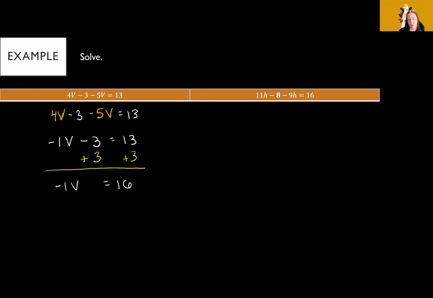Now that I have one thing equals one thing, that's where I move to multiplication or division. So we don't have a fraction, which means we're going to divide. And we always want a positive v. So if you had a negative v or a -1v, you want to make it positive. So we have to divide both sides by -1 because we want our positive variable, not a negative variable. So I'm going to divide both sides by -1. And that gives me v equals a -16. And so that is my final answer.